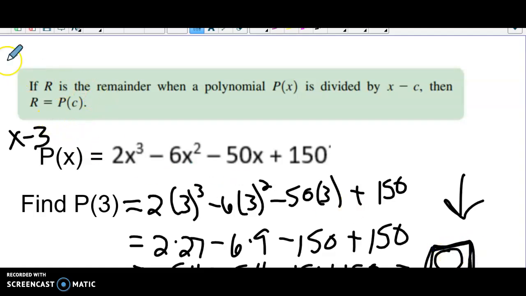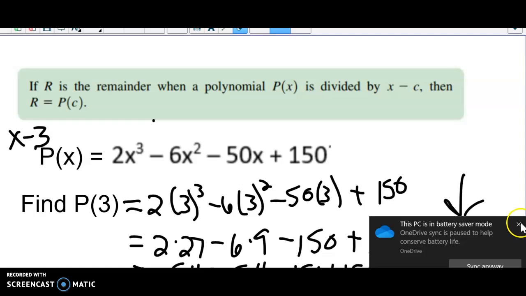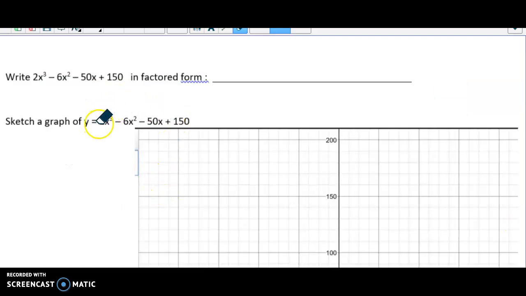And the way I know that is from this remainder theorem that tells me if I want to know the remainder, I just stick c right in the polynomial. Now remember, if I was dividing by x plus c, then I would put negative c in the polynomial, okay? Be careful with that. All right, so we can answer our question now. We know, yep, x minus 3 is a factor.